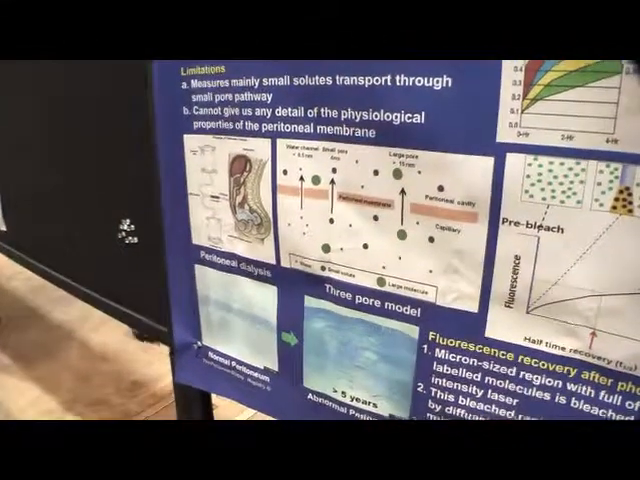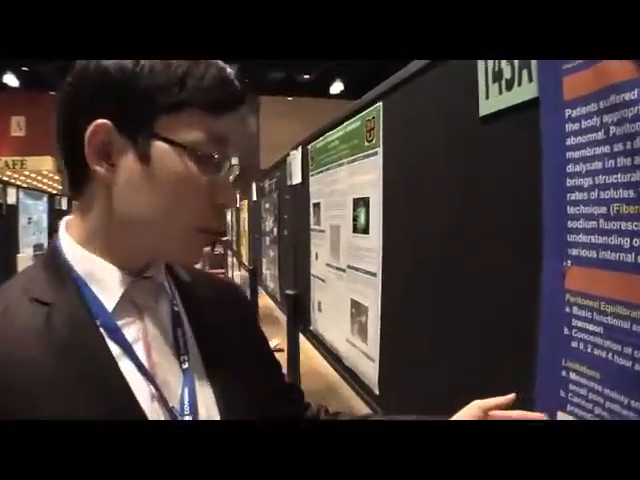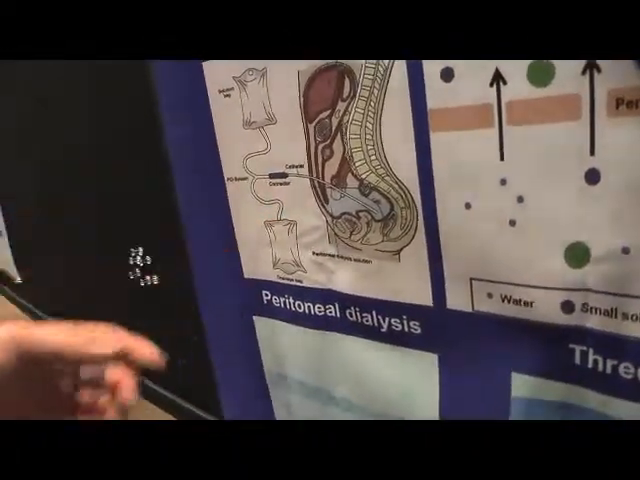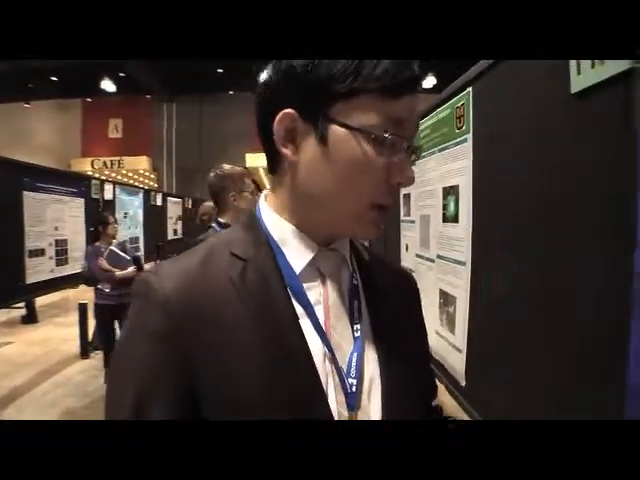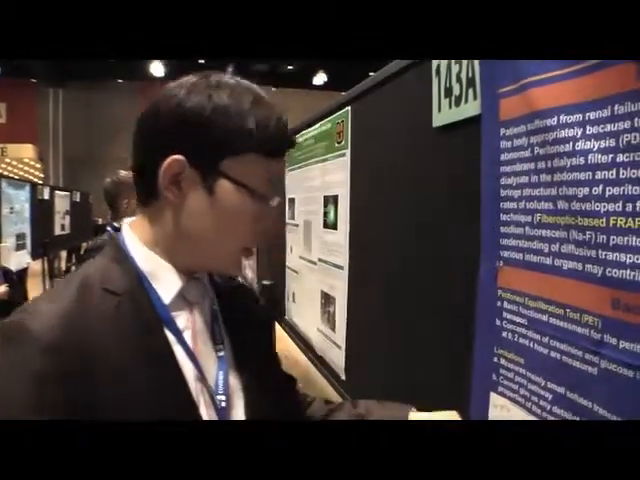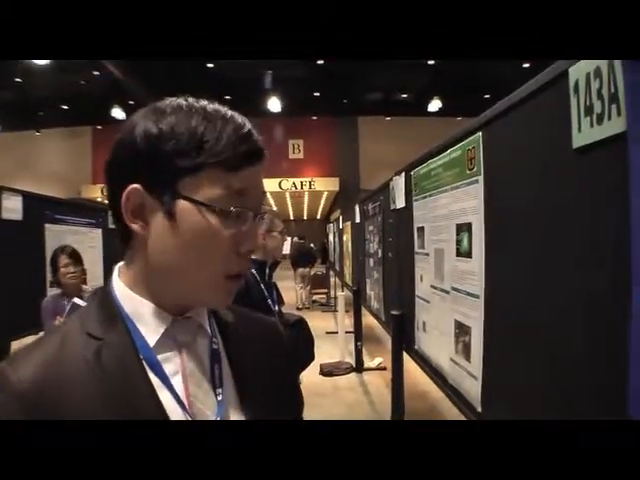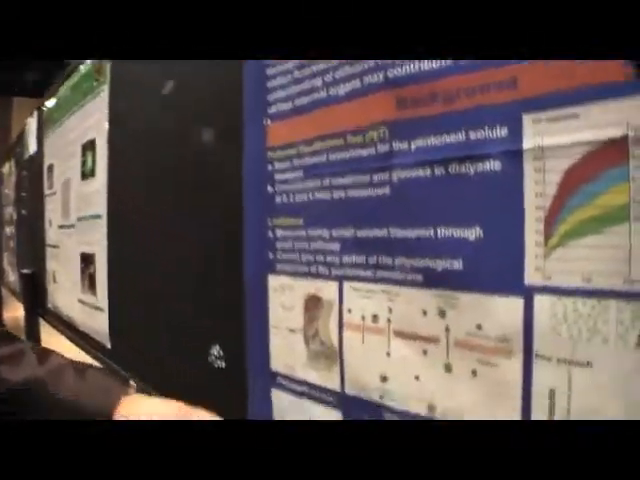We are interested in biotransport, and these are our motivations. This is a picture of peritoneal dialysis. People who have renal failure undergo peritoneal dialysis to remove waste from the blood. Many people use this method. However, after more than 5 years of peritoneal dialysis, the peritoneal membrane becomes altered like this, so solute transport changes.